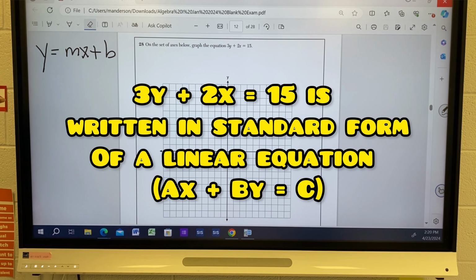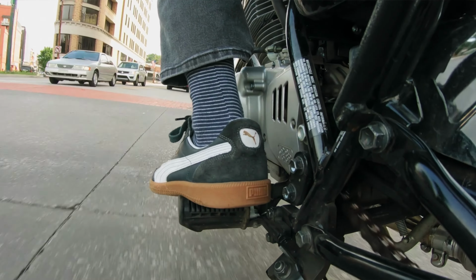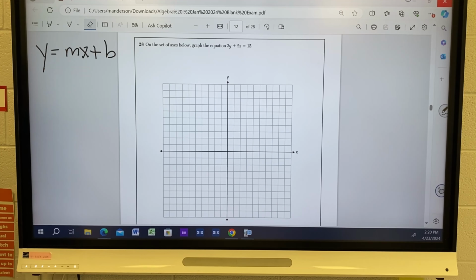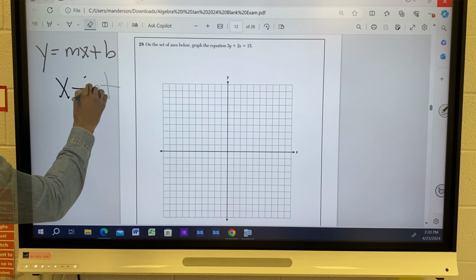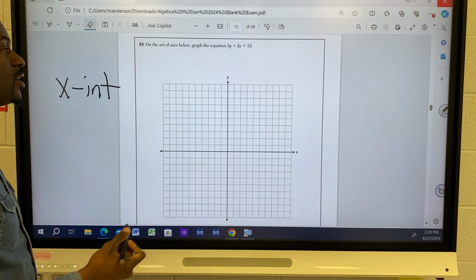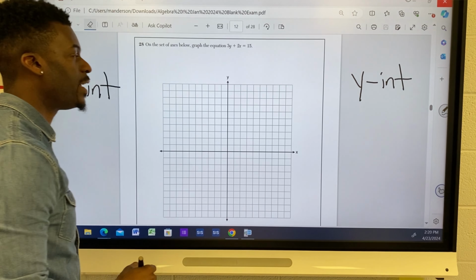However, if you want to move a little faster and graph this in a way that is still correct, you can do the following. You're going to get the x-intercept, meaning a point that goes on the x-axis. And then you're going to get the y-intercept. This is how we find it.